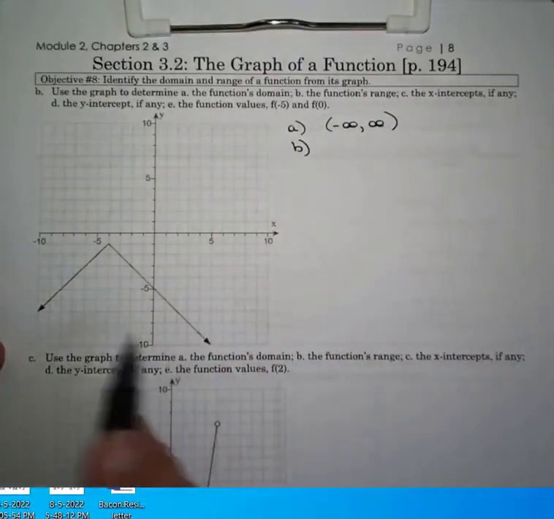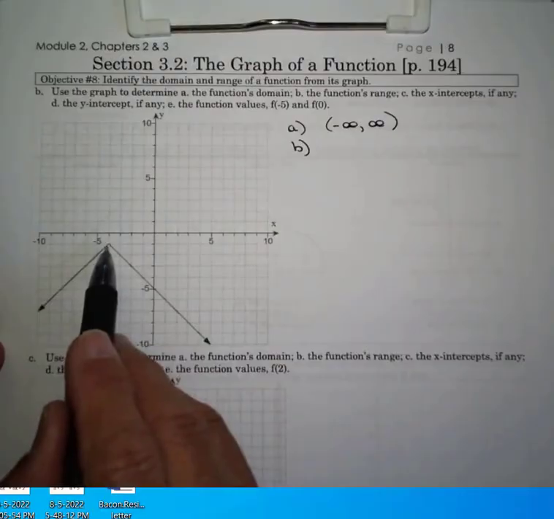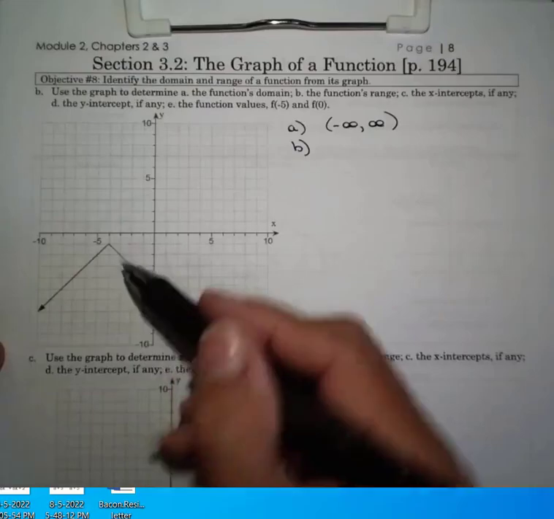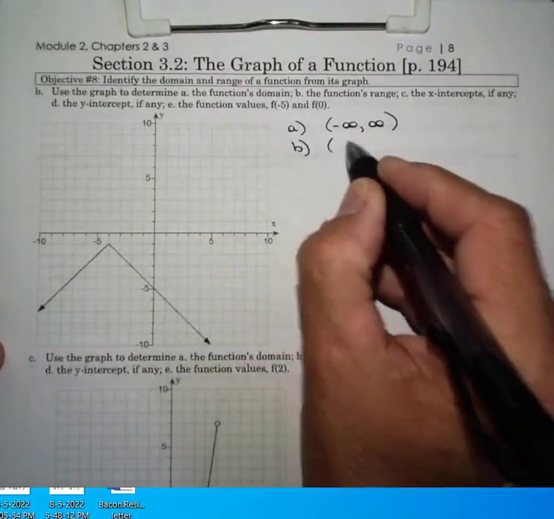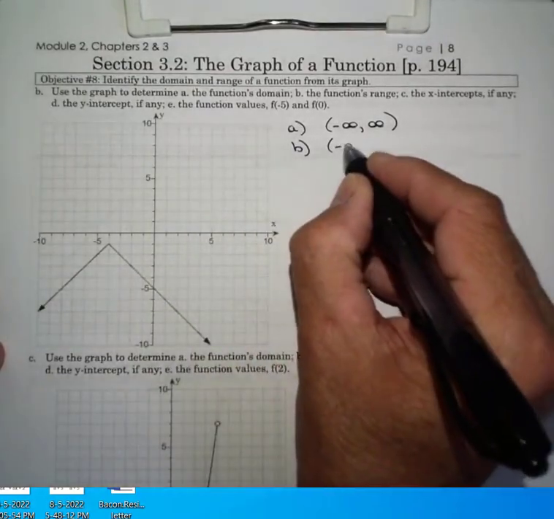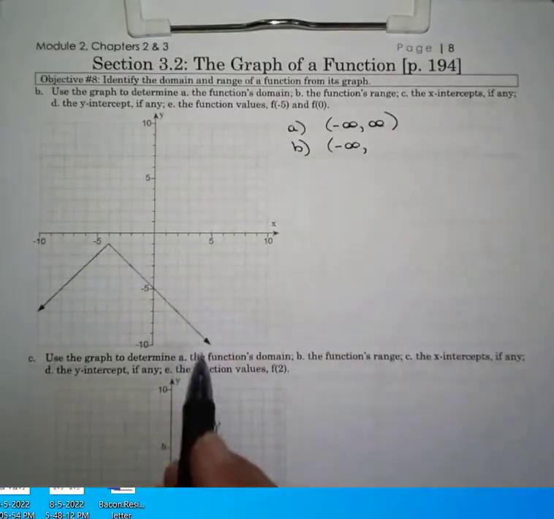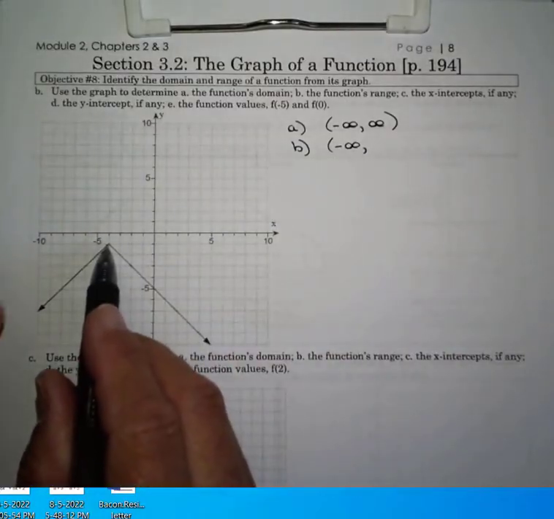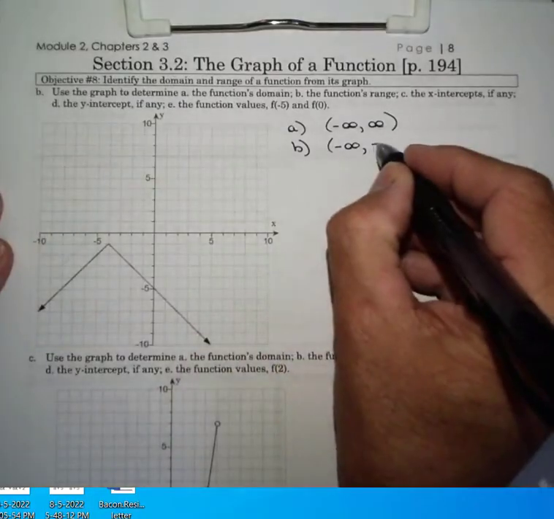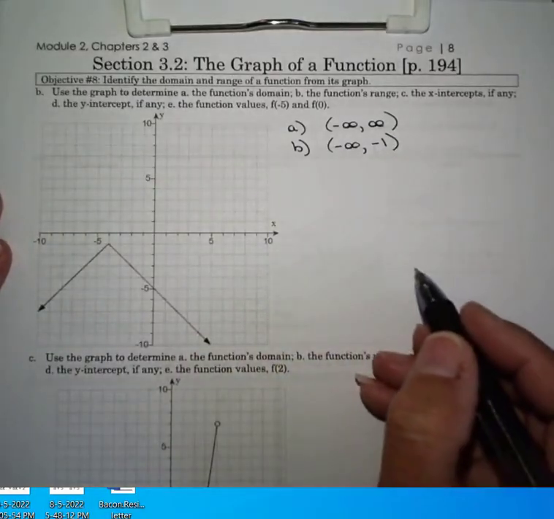Let's talk about range. Well, look, it's going to stop right here, isn't it? It's going to stop at a y of -1. But how far down does it go? What's the smallest it can be? It could go all the way down to -infinity. And of course, as high as it gets, as great as it gets, is a -1. So that's the possible y values range.